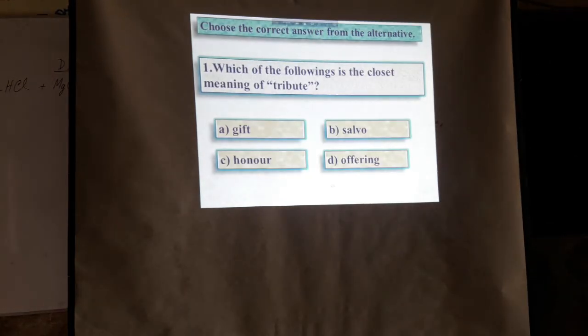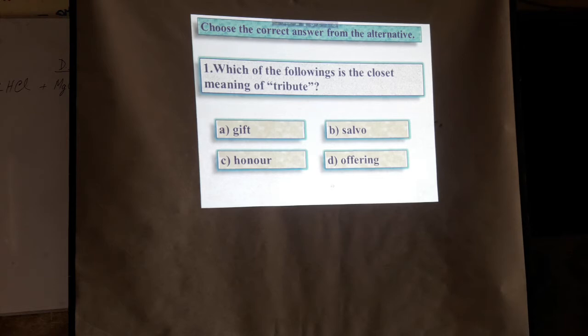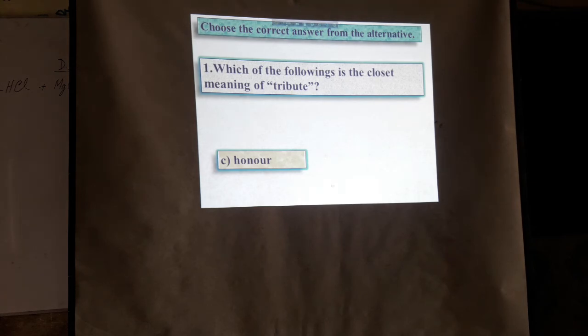So choose the correct answer from the alternatives. It is very important. Try to answer the following MCQ, multiple choice questions. Which of the following is the closest meaning of tribute? Can you imagine which one? Gift, honor, salvo or offering. Which one? Okay, try to think. The correct answer is honor.